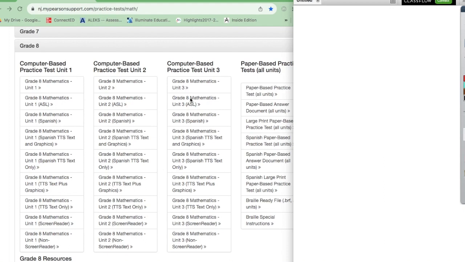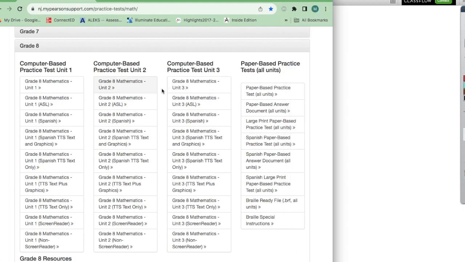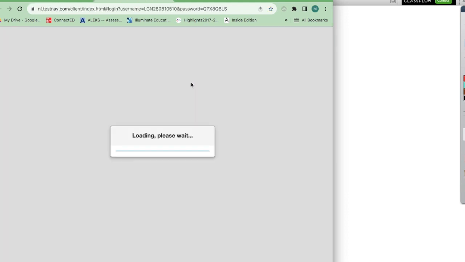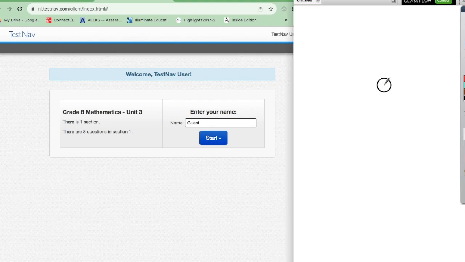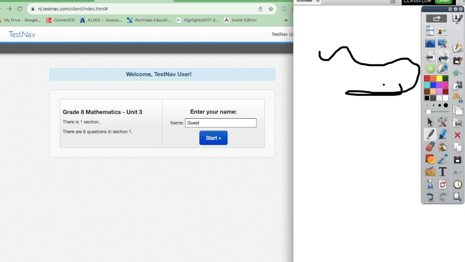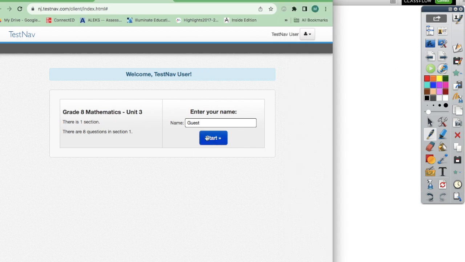Hello, math friends. We're going to go ahead and check out a practice test for our testing. We're going to check out Unit 3. I'm going to have this as scratch paper on the side here, so I can squiggle on here and get a new page when I need it. I highly encourage you to do that when you do the real thing.